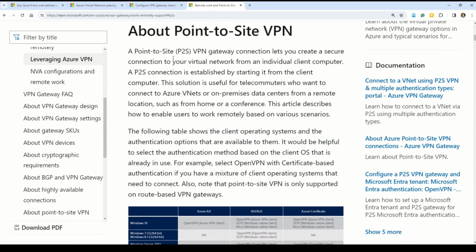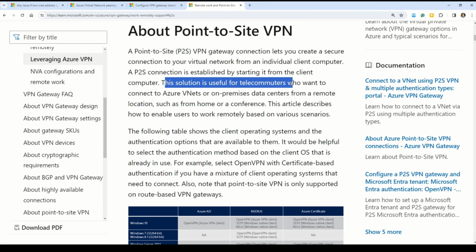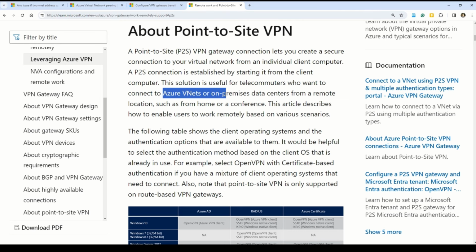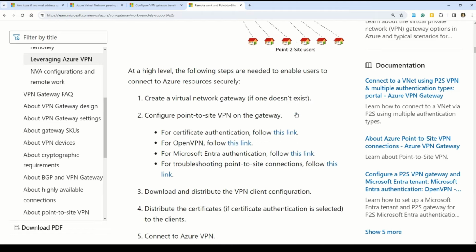Here you can read that a point-to-site VPN gateway connection lets you create a secure connection to your virtual network from an individual client computer. Then you can read this very important point, that the P2S connection is established by starting it from the client computer. This solution is really useful for telecommuters who want to connect to Azure VNets or on-premises data centers from a remote location, such as from home or a conference. These days, my friends, work from home is very common, and that's where point-to-site VPN comes into the picture. So go ahead and read about point-to-site connection in this documentation.